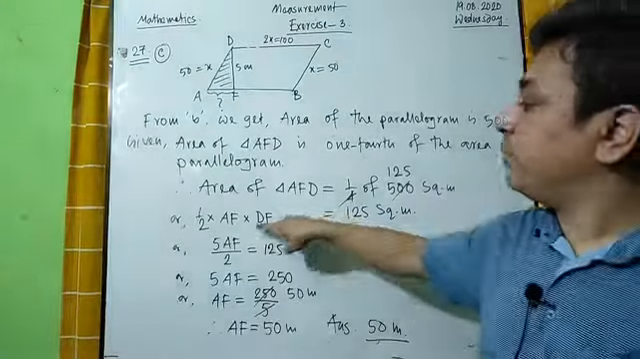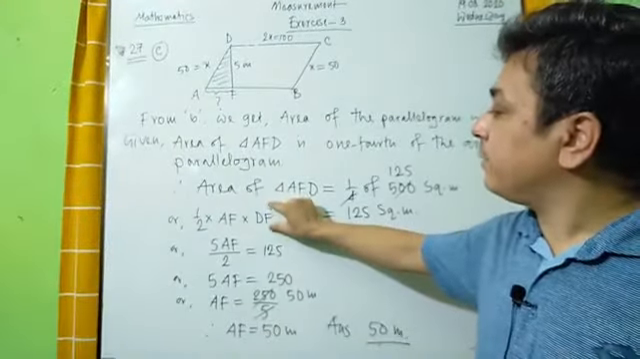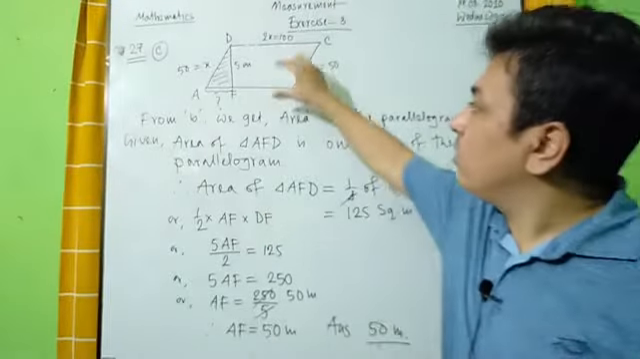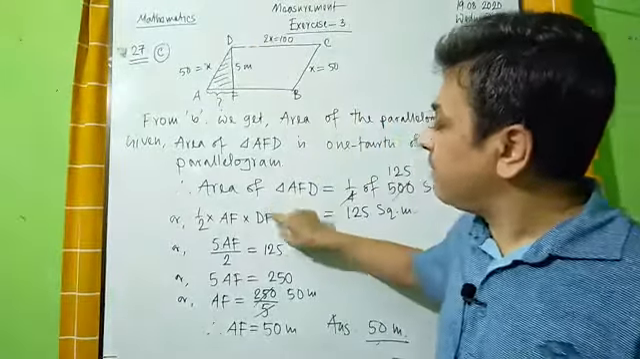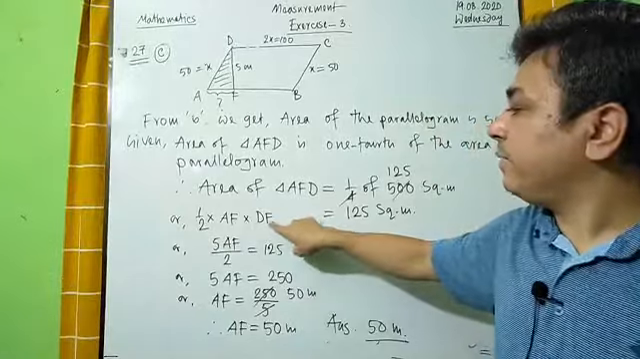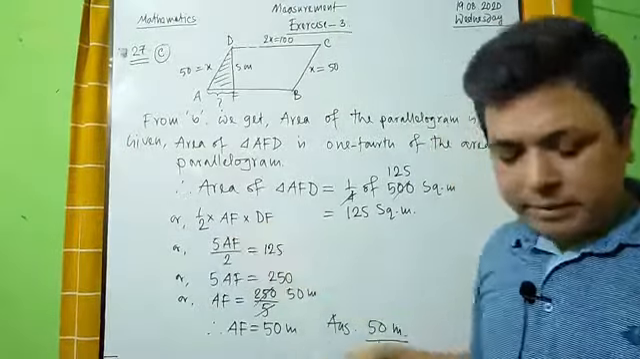How did 5AF come? The DF equals 5, the value of DF equals 5. Look at that, this DF equals 5. If you put the value of 5 here, 5 into AF, so it is 5AF.